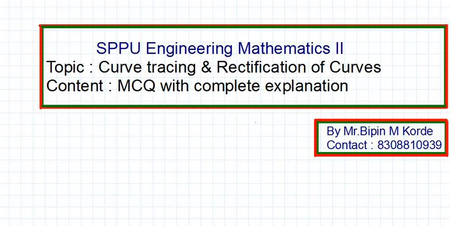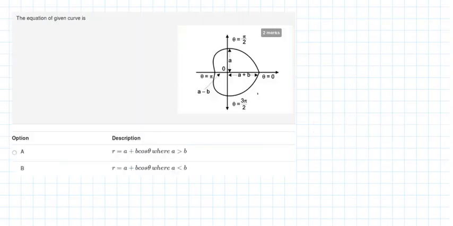Hello students, we are solving MCQs on curve tracing and rectification of curves. So first example, the equation of the given curve is option A, r equal to a plus b cos theta for a greater than b. Option B is r equal to a plus b cos theta for a less than b. So we have to identify what will be the equation for this curve.